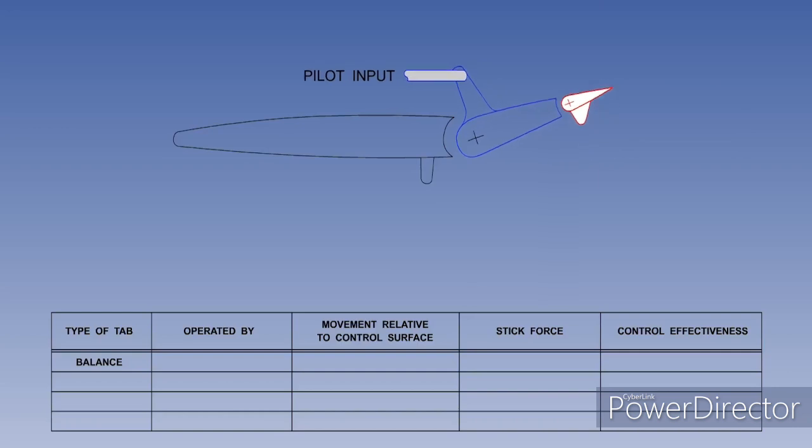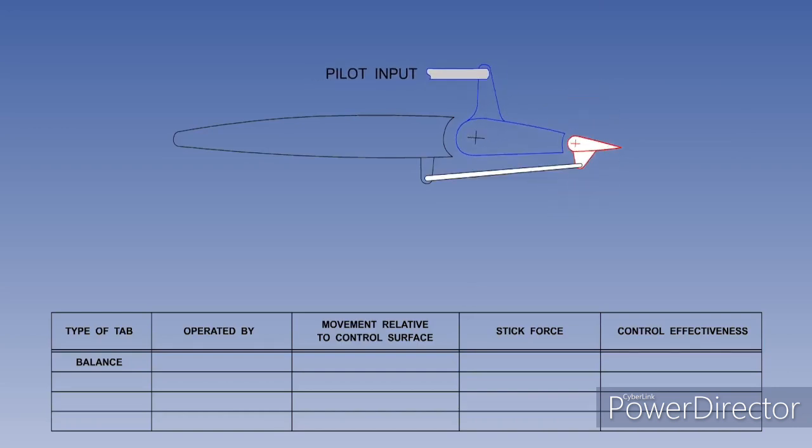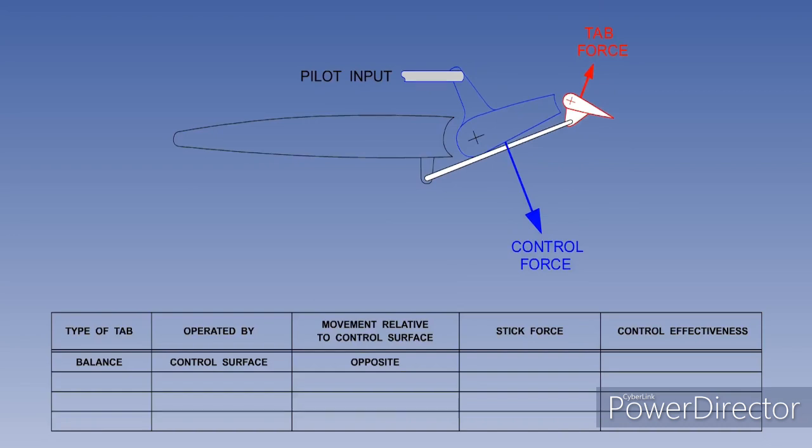The pilot input is connected to the control surface so that when the pilot moves the cockpit control, he or she is directly moving the control surface. There is a link between the fixed structure and the balance tab, such that when the pilot moves the control surface, the balance tab moves in the opposite direction. Please note, it is movement of the control surface that moves the balance tab. Therefore, if for some reason the main control surface can't be moved, the balance tab can't move.